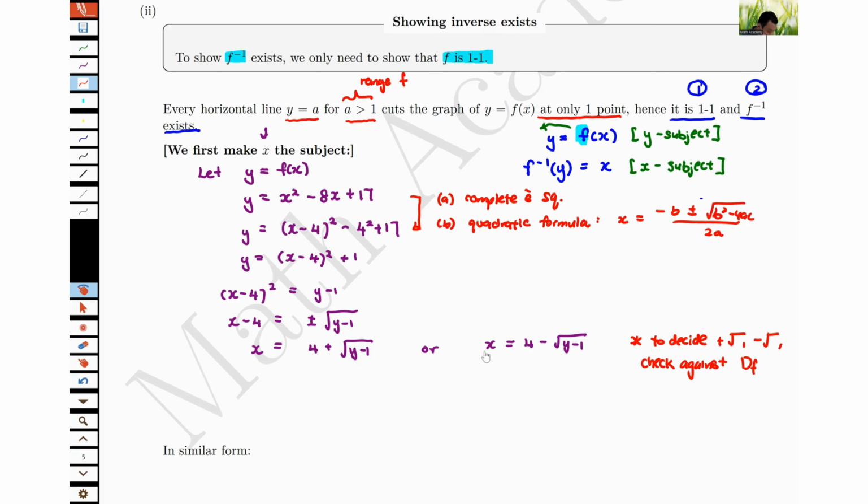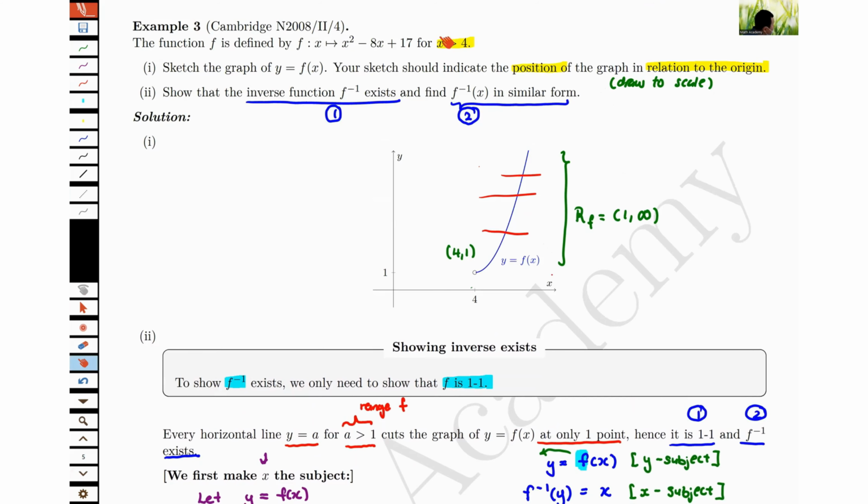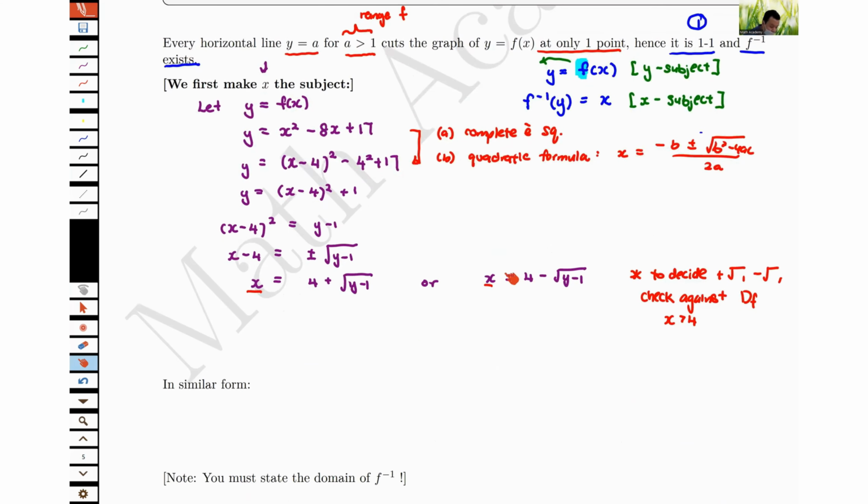Because you are looking at x, x refers to the domain of the initial function. X values are domain. So what's the domain? The domain is x larger than 4. Okay, that's what the question gave initially. So which of these two values will give you x larger than 4? It must be the plus root.